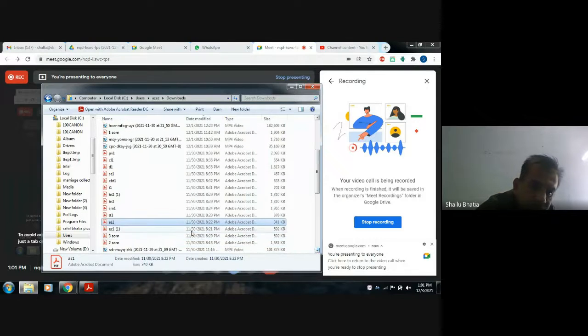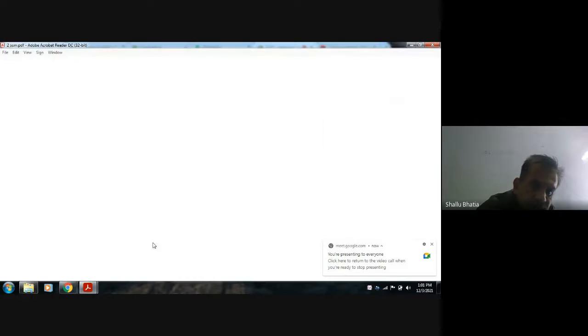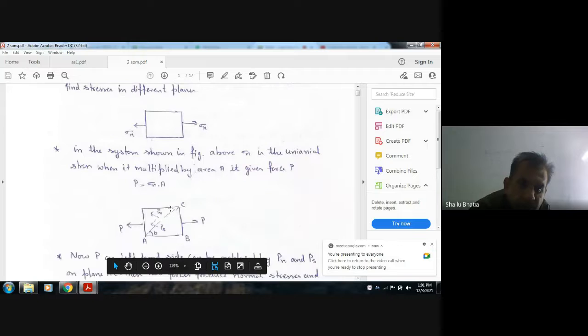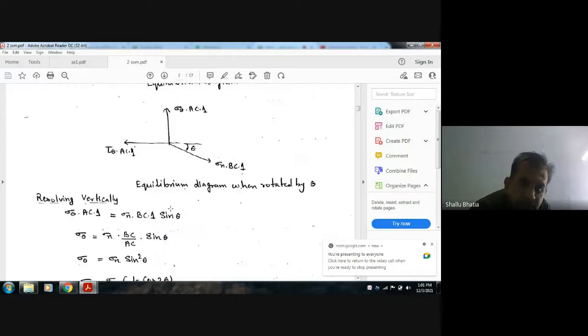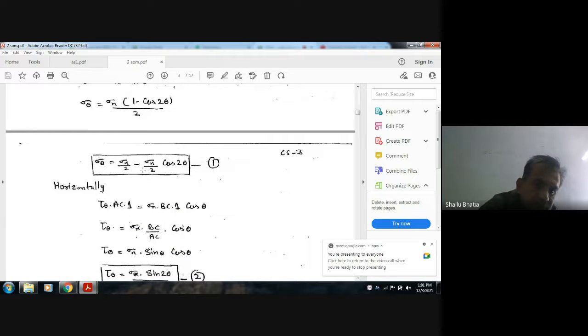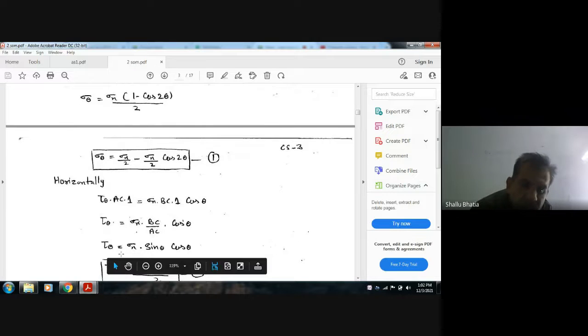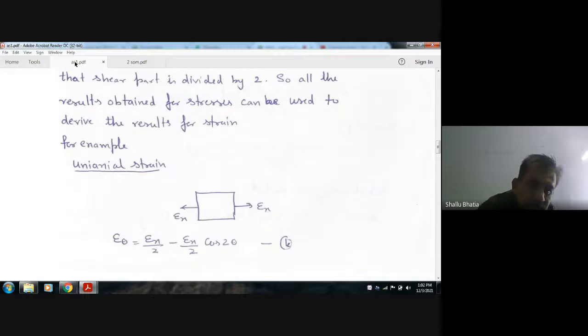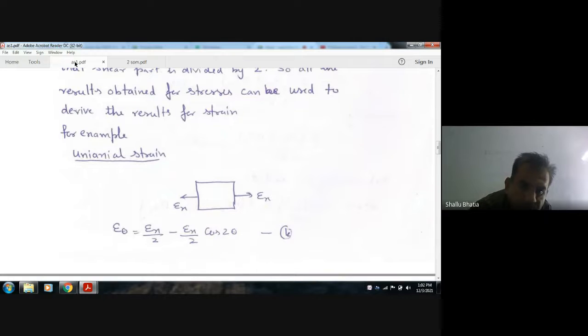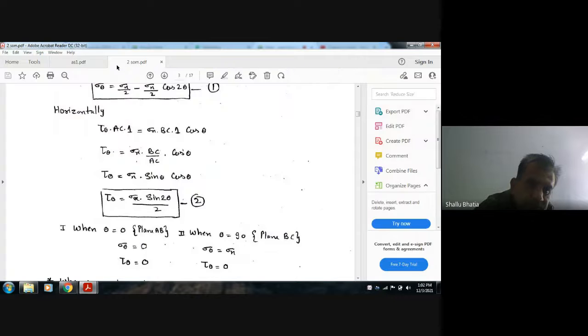Just as we obtained in the linearly complex stress, sigma theta is sigma x by 2 cos theta, and tau theta is sigma x by 2 sin theta. So in this case, epsilon theta and epsilon x are connected by the same equation.